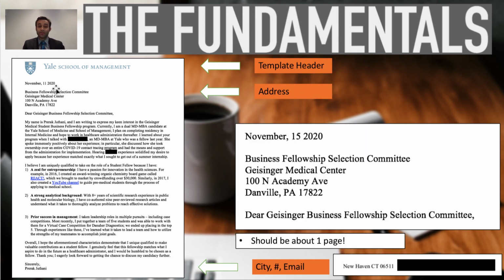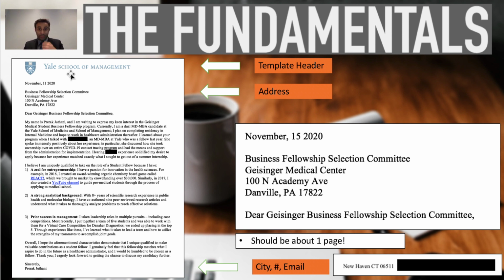You can see here that at the top there's usually a template header. This should be related to the institution that you're a part of. So for me, I'm at the Yale School of Management, so all I need to do is go to the Yale School of Management website and type in cover letter header, and they usually have that pop up.